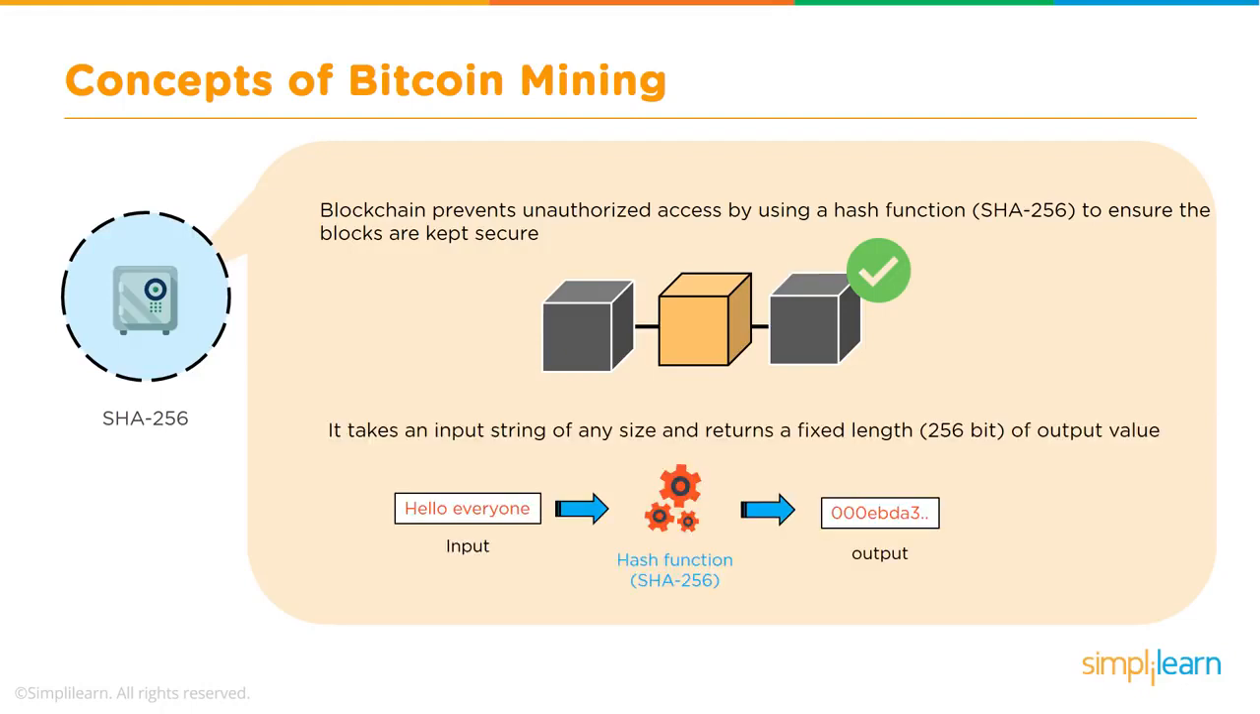Now, SHA-256 takes an input string of any size and returns a fixed-length 256-bit output value, and that is the primary feature of the SHA-256 encryption algorithm. You give any input, it will always give you a 256-bit output, and it is a one-way function. You cannot derive the input in reverse from the output you have generated.